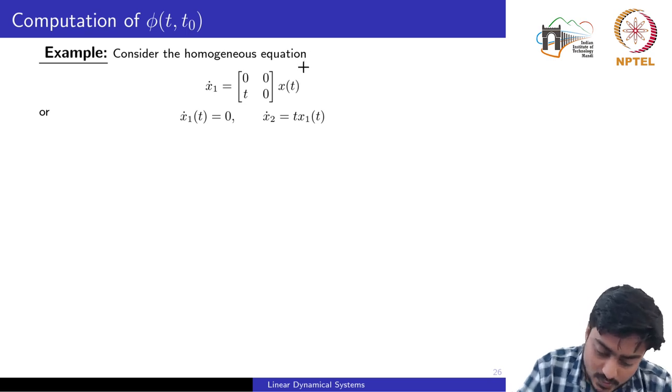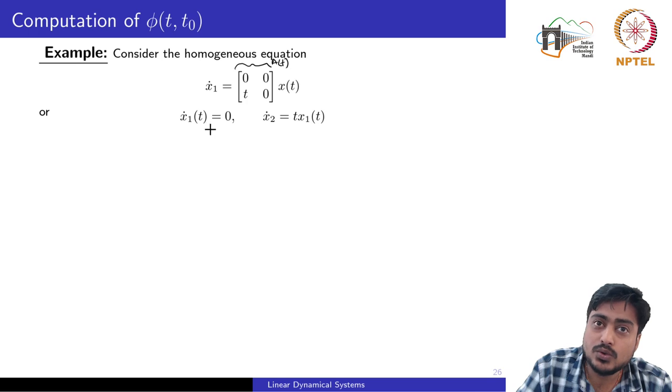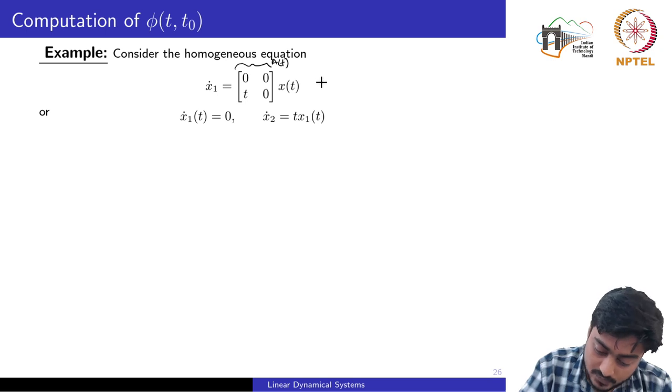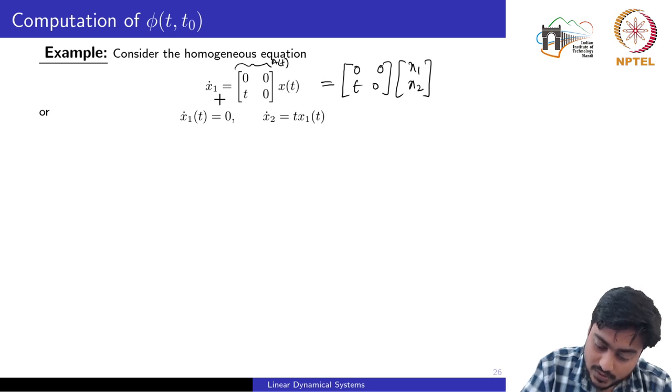Let's say we have this homogeneous equation where this is the A matrix. Now I can write this complete state equation into two differential equations, that is x1 dot is equal to 0 because the first row is equal to 0, and x2 dot is equal to t into x1. So we can see in detail, like this x1 and x2. So this says that x1 dot is equal to 0 and x2 dot is equal to basically t into x1, right?